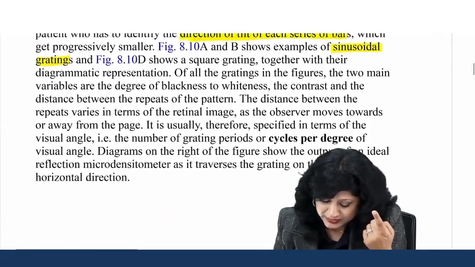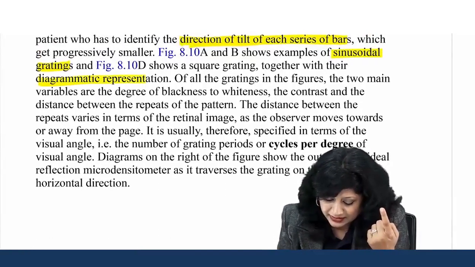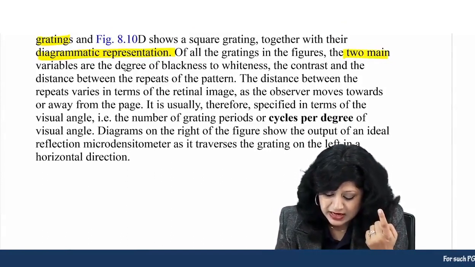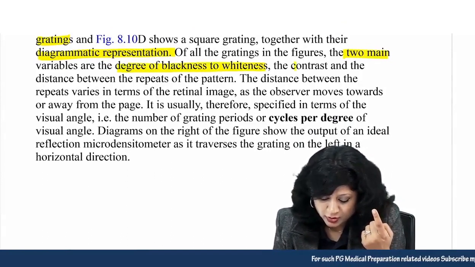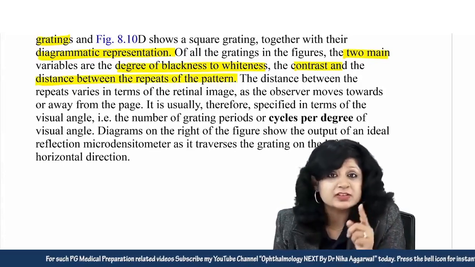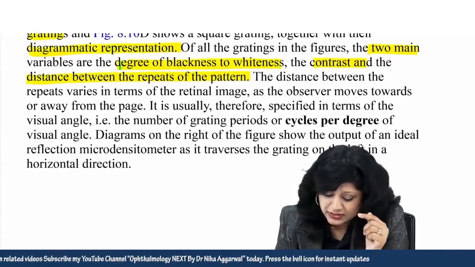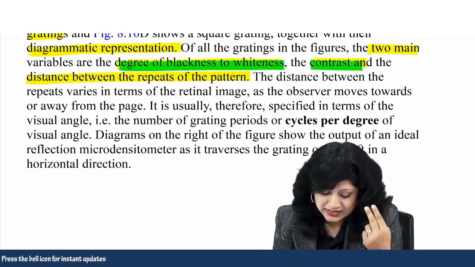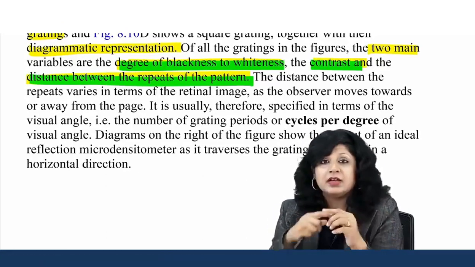We can also use that one together with the diagrammatic representation. So of all the gratings, the two main variables are the degree of blackness to the whiteness, the contrast, and the distance between the repeats of the pattern. So the most important things that you have to analyze here are the degree of blackness to the whiteness, the contrast, and the distance between the repeats of the pattern.